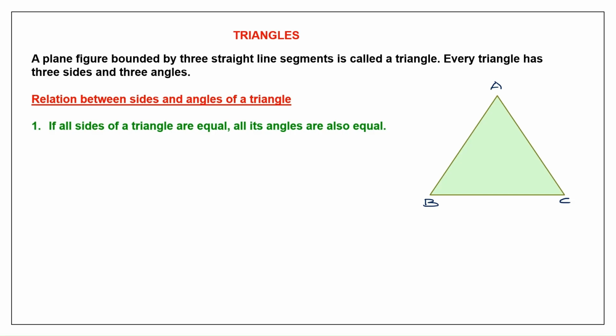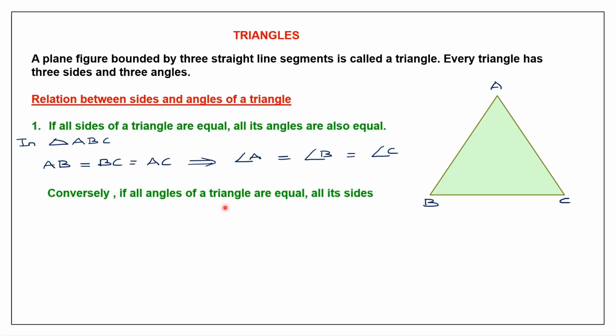So what are the three sides? Now let's take triangle ABC. What are the three sides? AB, BC and AC. Now if AB is equal to BC and BC is equal to AC, that means all three sides are equal. This implies that even the angles will be equal. That is, angle A will be equal to angle B and this will be equal to angle C.